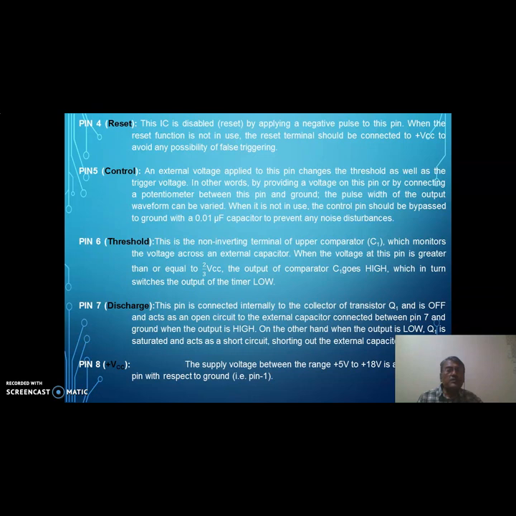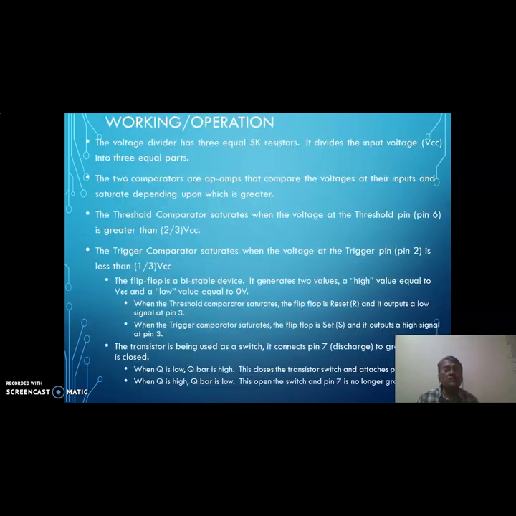Then pin number 8 is VCC. Here we can connect plus 5 to plus 18 volts to this pin with respect to the ground. Means we can apply from plus 5 volts up to a maximum of plus 18 volts to this pin.